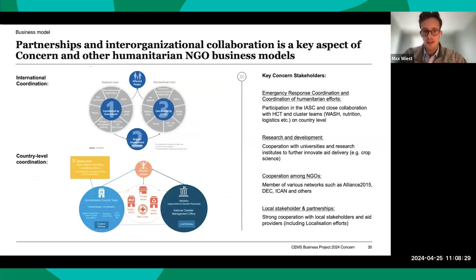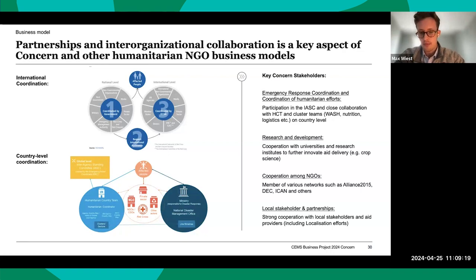And then for the partnerships and organizational collaboration, it's also very important to mention that the international system works very well together with lots of different kinds of stakeholders. So you have coordination on an international level enabled by the United Nations, governments, and OCHA, for example. And then on the country level, you have the humanitarian country teams, the other NGOs, and then the local governments. In between all of that, you also have the IASC, which is also doing a lot of coordination. With all these stakeholders, Concern has to cooperate as well. And then Concern also has some other relations to, for example, research and development institutions, or other local partners, as we mentioned before.